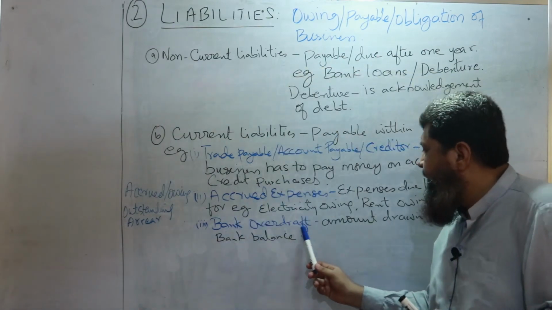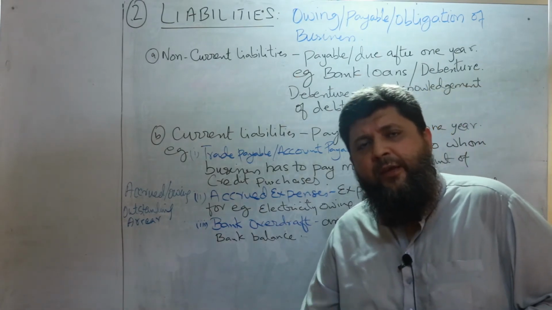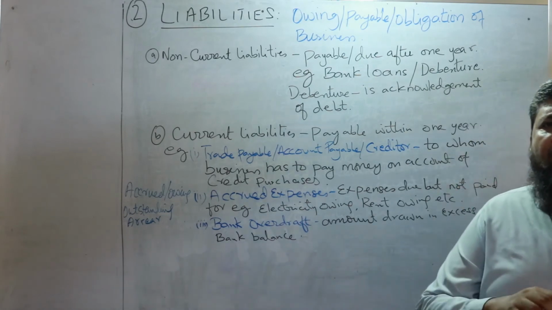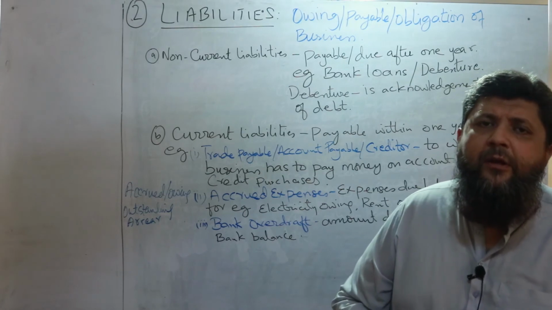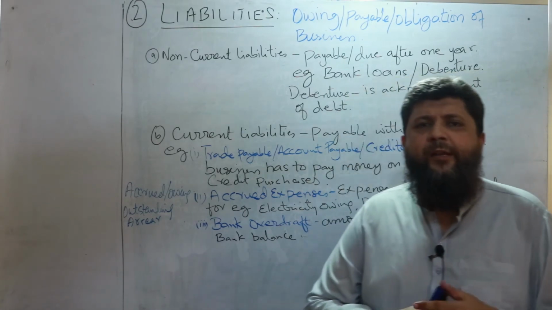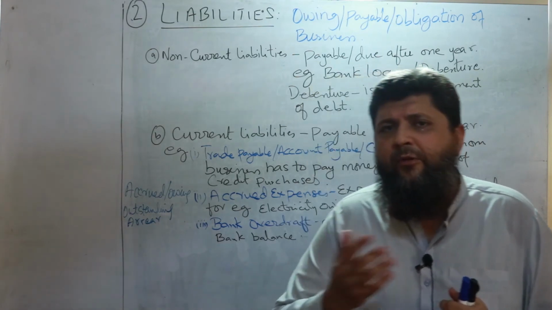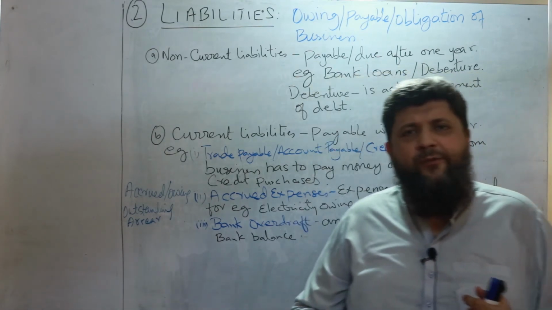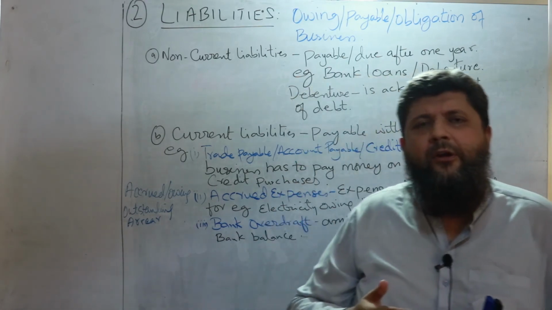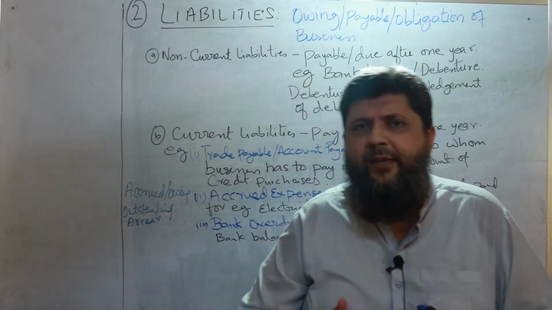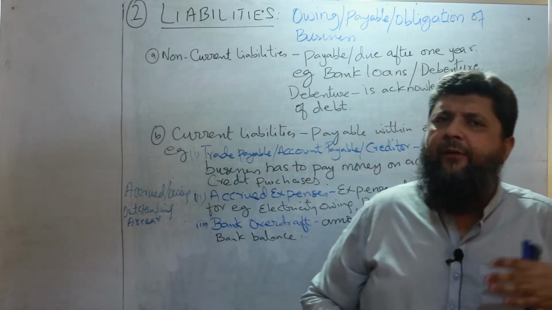Bank overdraft is the amount drawn in excess of bank balance. Whatever bank balance you have, if you are withdrawing over and above that amount, that becomes your current liability, and you have to pay that amount within 1 year. If you fail to pay that amount, the benefit that you enjoyed will be subject to interest, of course. But the other thing is that your trust relationship, your credibility with the bank, is going to be damaged, and in future you might not get this arrangement. So bank overdraft is your current liability, you have to pay.